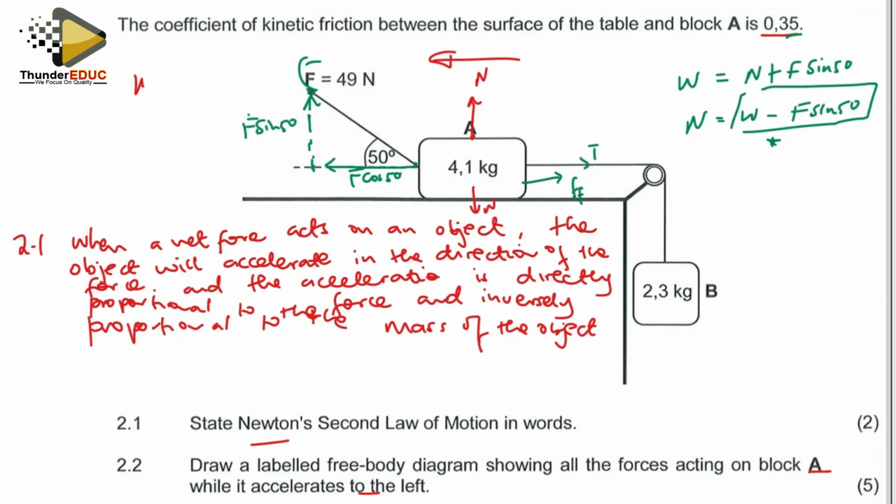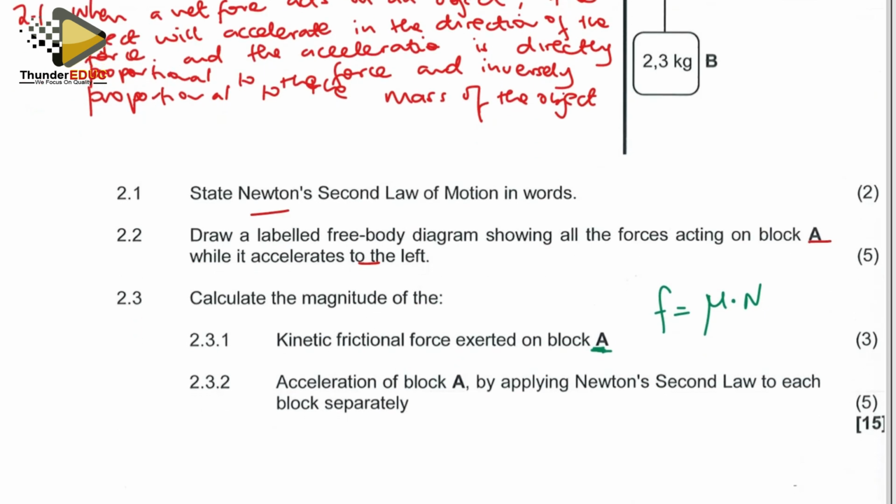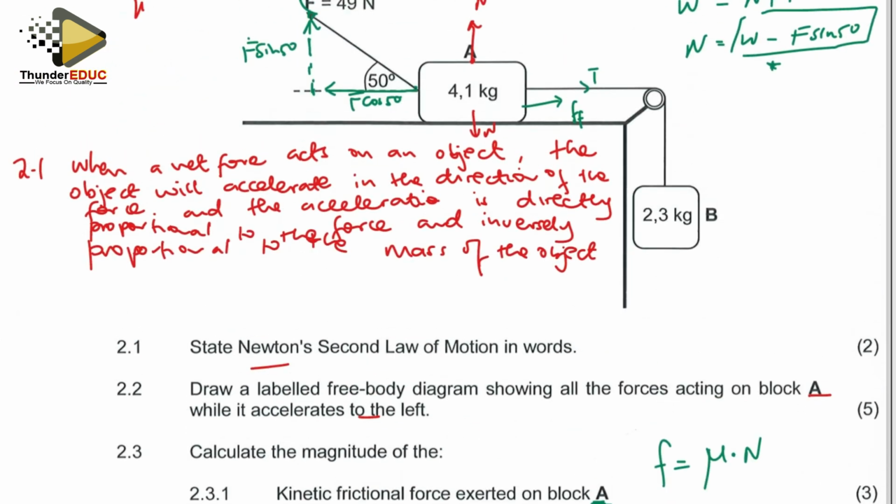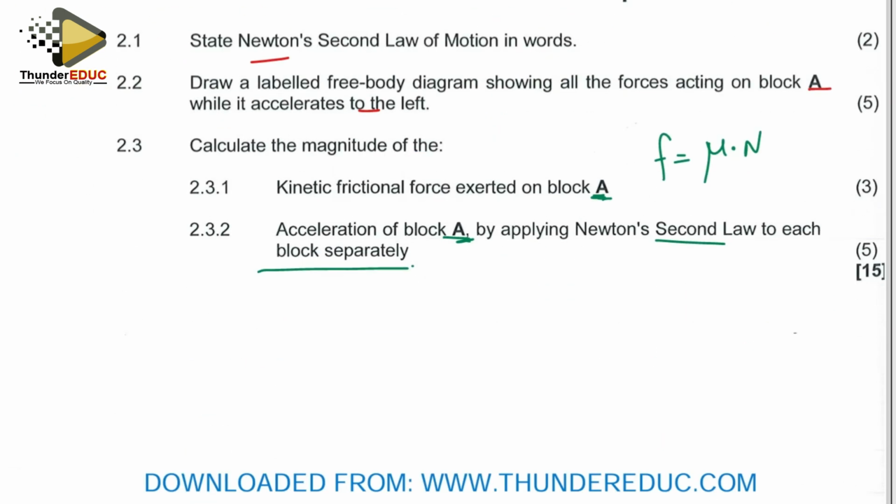Then 2.3.2. They want us to get the acceleration of block A by applying Newton's second law on each of the bodies or the blocks separately. So if I'm to look at that, we know that Newton's second law is going to be F net is equal to ma. What is the question asking for? The acceleration, which is the a.